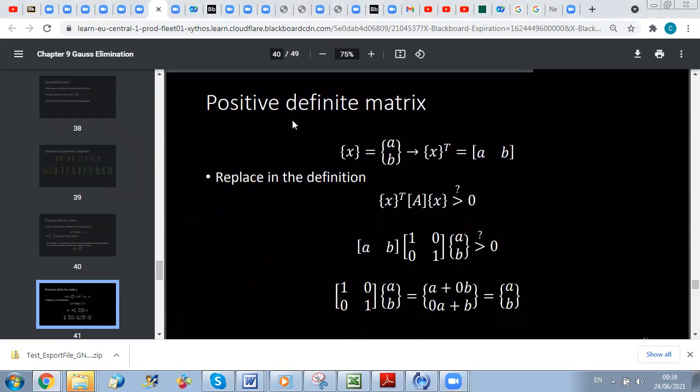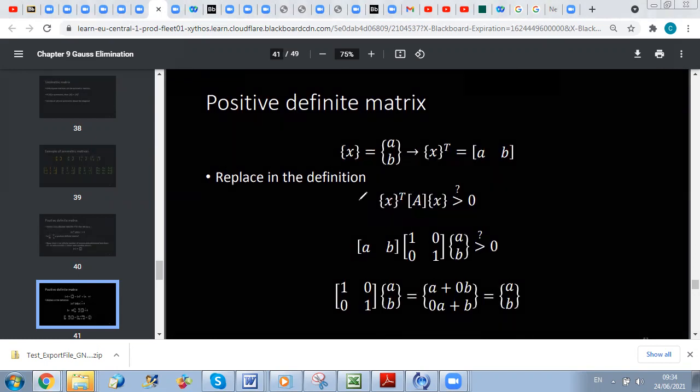So to verify that the matrix is positive definite, we should now compute x transpose times A times x. So let us do it step by step. Whenever I want to do this, pay attention: I should respect the order. So I can start first by doing A times x.